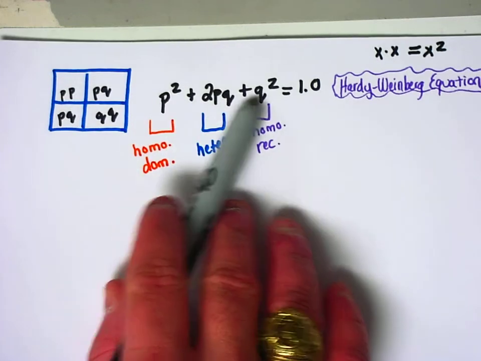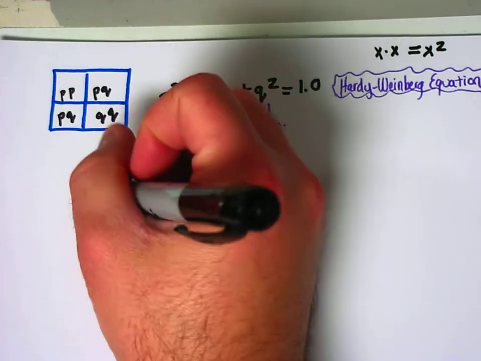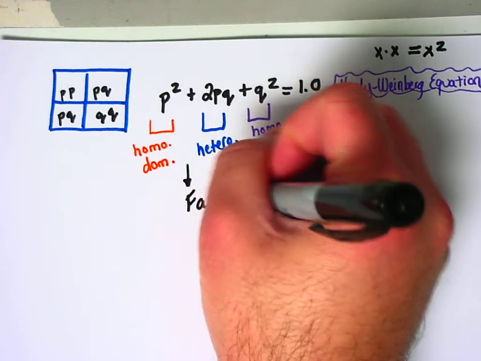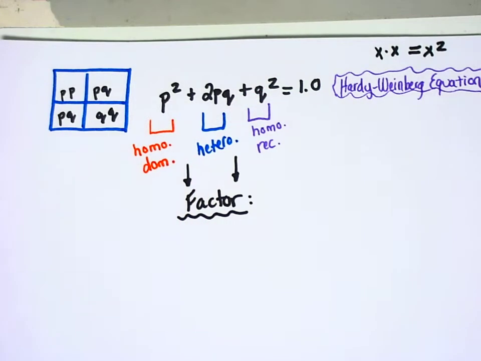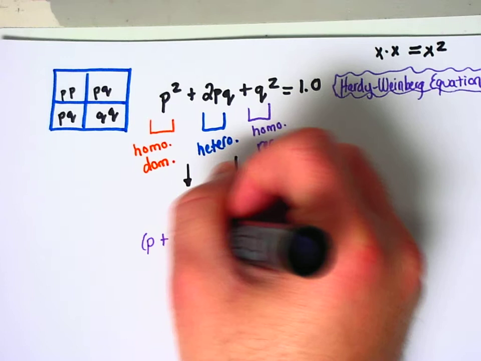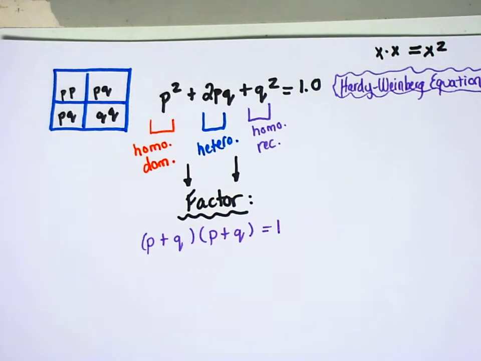I want you to take this problem that you see, and I want you to factor it off to the side. I'm going to give you 7 seconds to factor it out. Do not use a TI-89 and hit the solve button. Okay, did we get it factored? We should have gotten something like this: (p + q)(p + q) is equal to 1. Is that what y'all got?